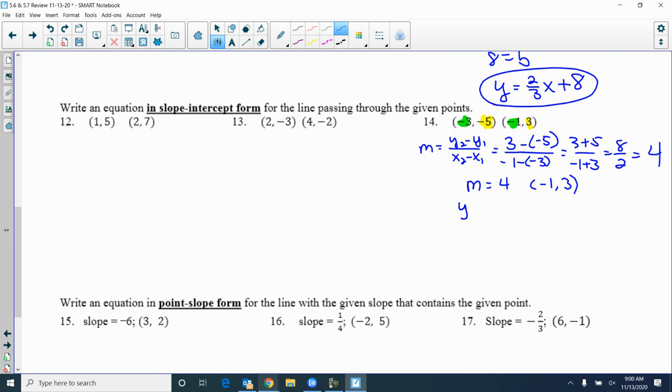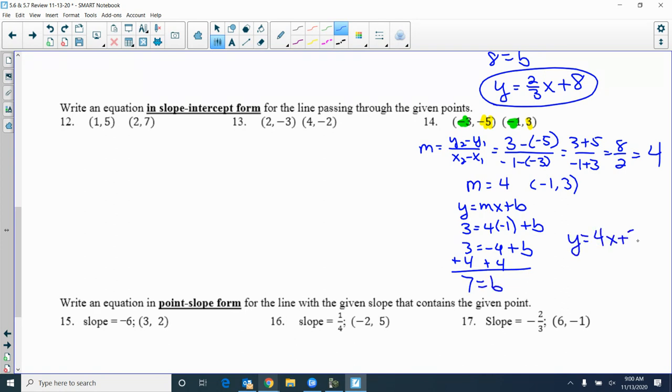You have to plug in the points. So 3 goes in for y, m becomes what? 4, and x is -1. Okay, and so that gives me 3 equals -4 plus b, right? Then you add 4 to each side, and then it's y equals 4x plus 7. Good. Y equals 4x plus 7.